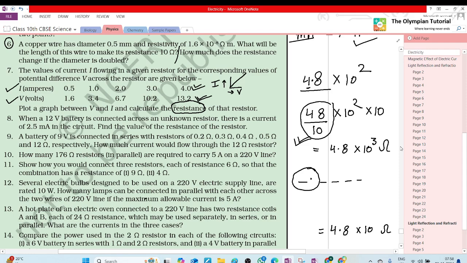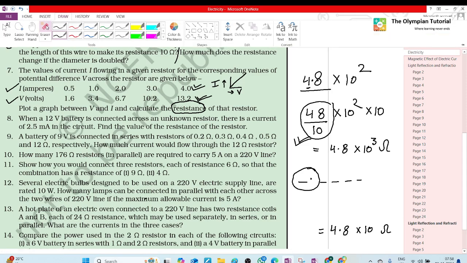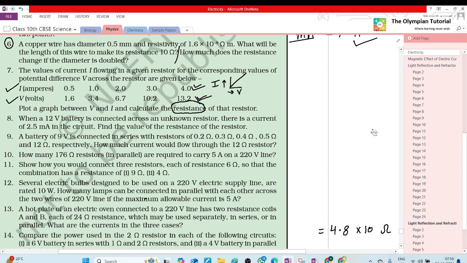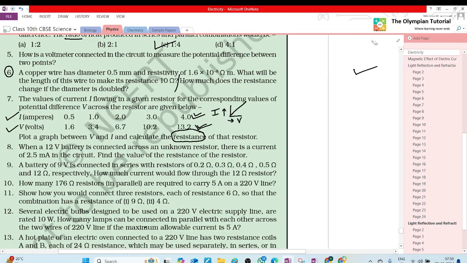How many 176 ohm resistors in parallel are required to carry 5 ampere on a 220 volt lamp? Ayukta, you skipped ninth. Acha. A battery of 9 volt is connected in series with resistors of 0.2 ohm, 0.3 ohm, 0.4 ohm, 0.5 ohm, and 12 ohm respectively. How much current would flow through the 12 ohm resistor? Can you tell me how we will solve this one?